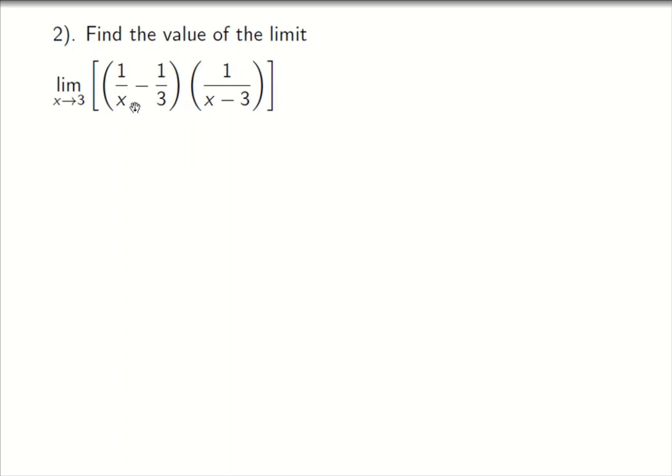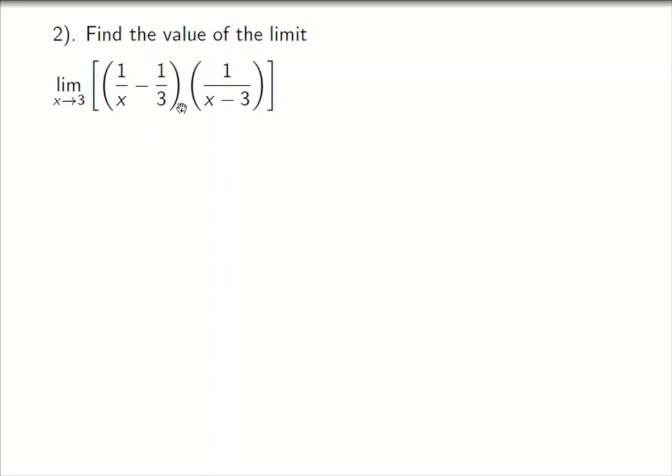If I put 3 here, I get 1 over 3 minus 1 over 3, which is 0. No problem here. But if I put 3 here, 1 over 3 minus 3 is 1 over 0, and this we cannot do. So we have to continue and use another method and see.